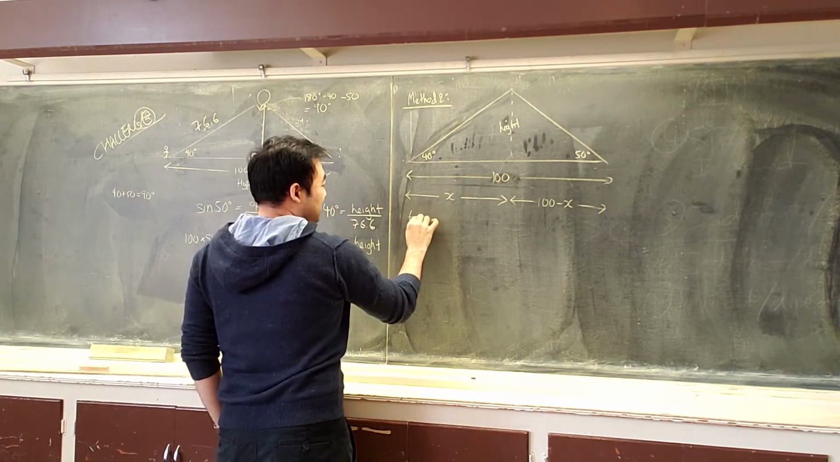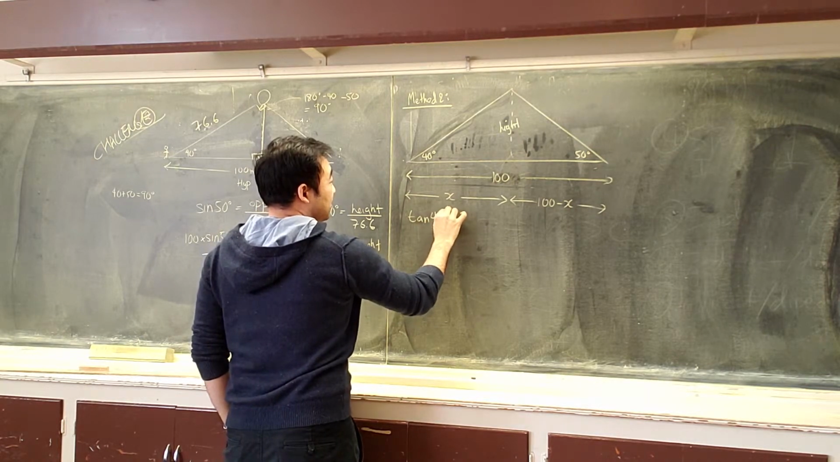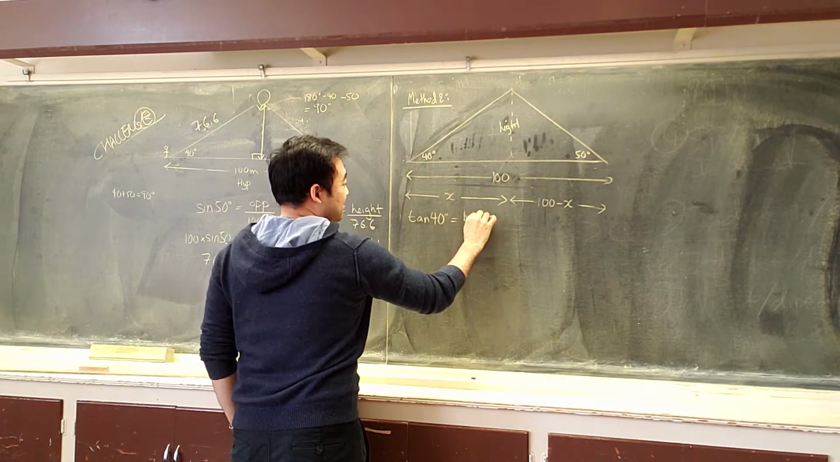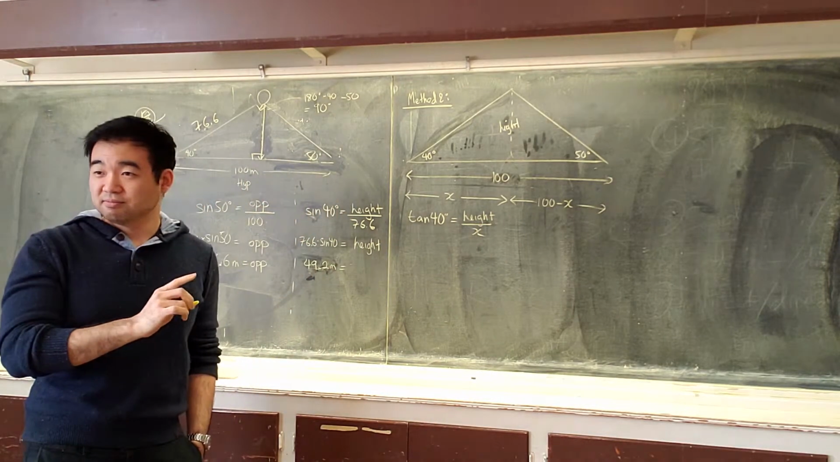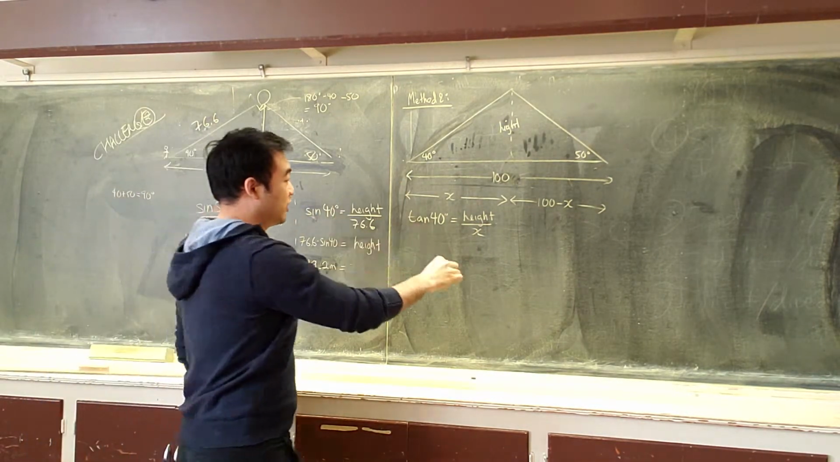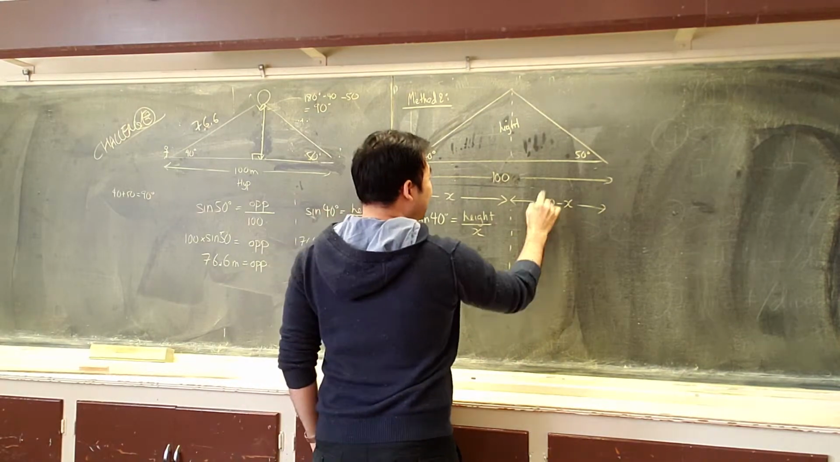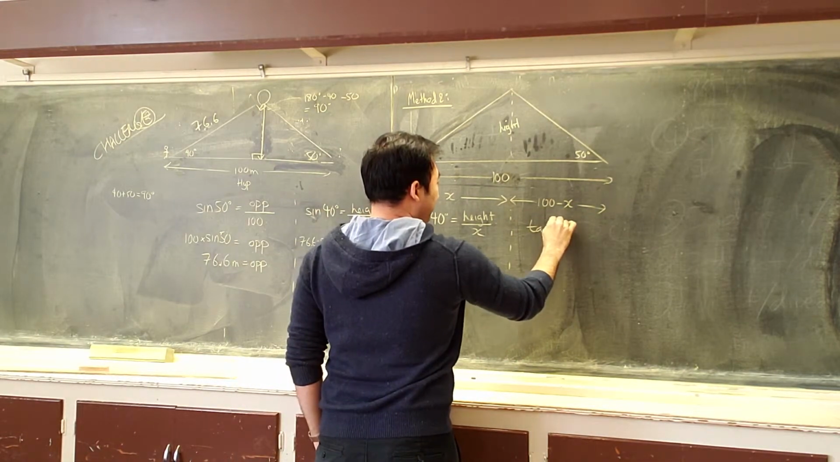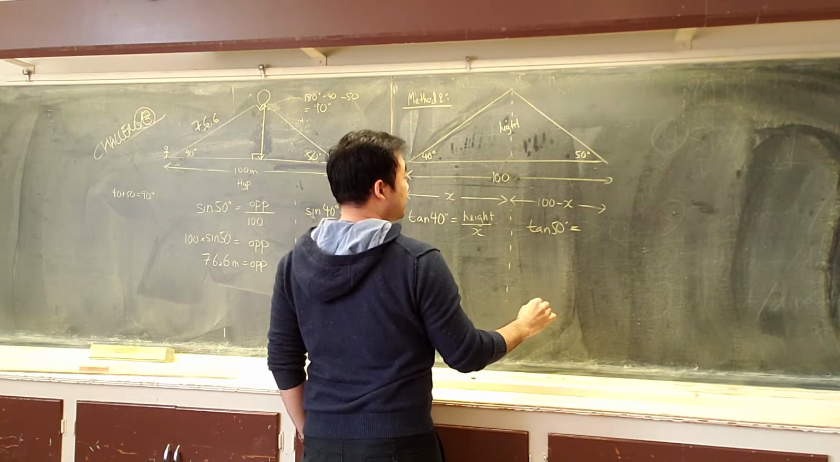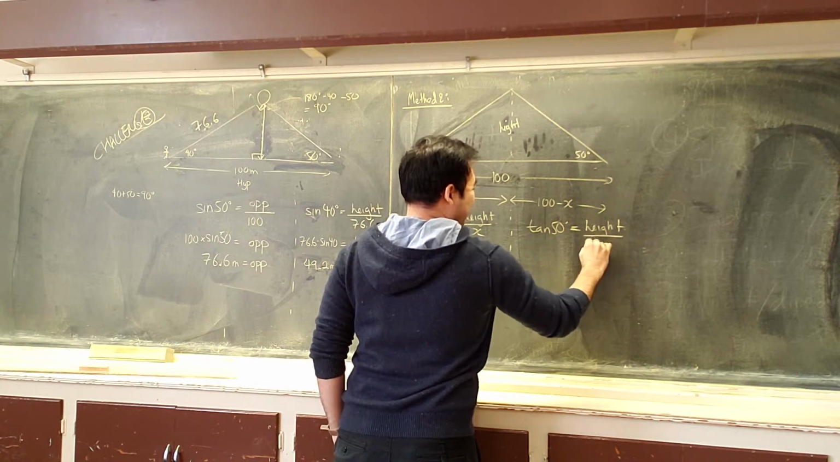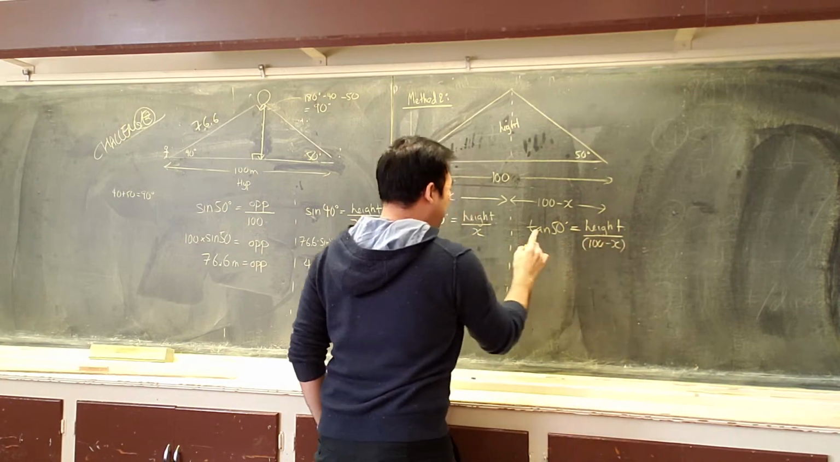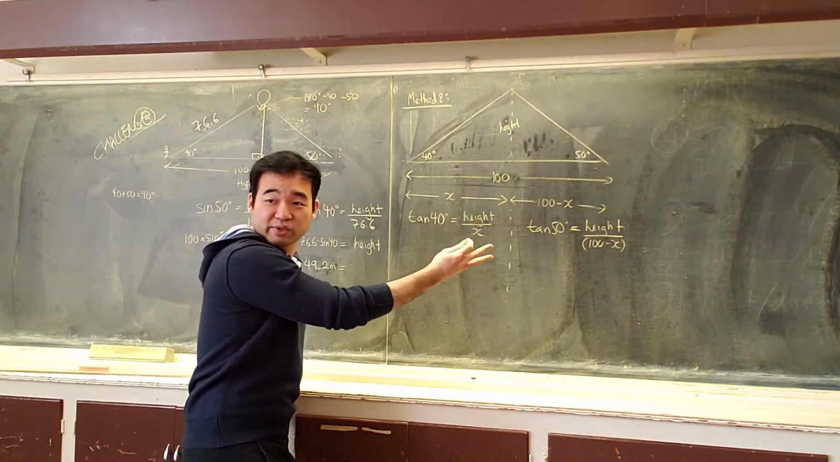So consider this idea. Opposite over adjacent: tangent of 40 is the height divided by x. Would you agree? Yeah. Okay, let's go on this side. Tangent of 50 is equal to height over 100 minus x. Yeah, really nasty. But do you see a similarity between the numbers?